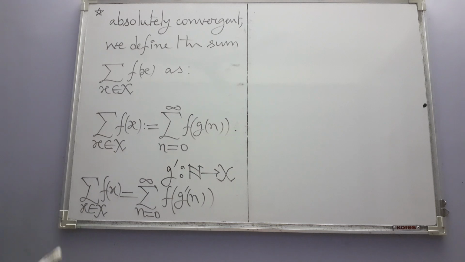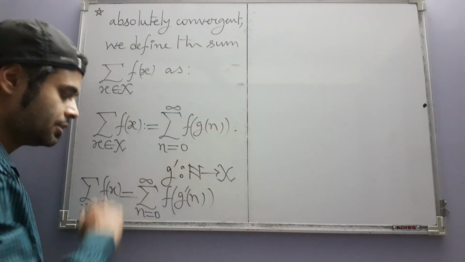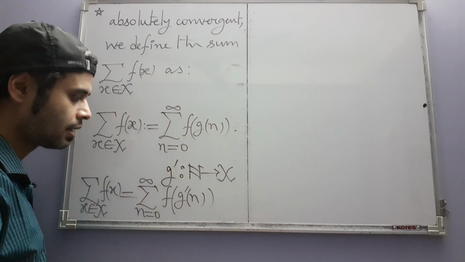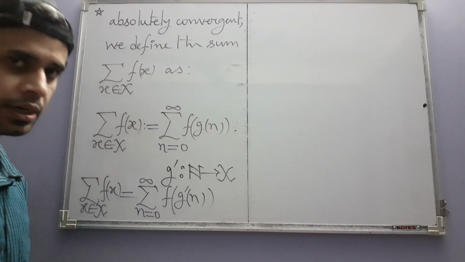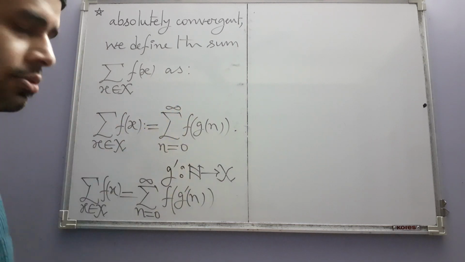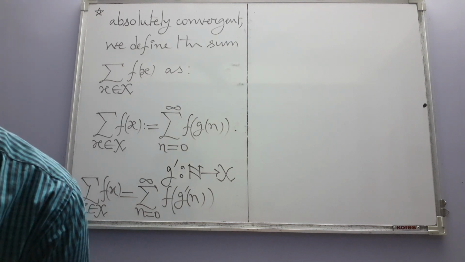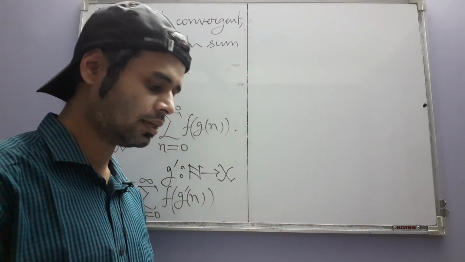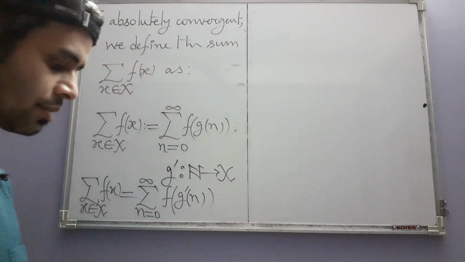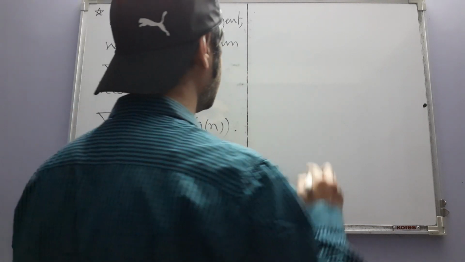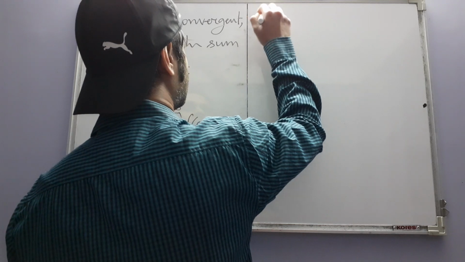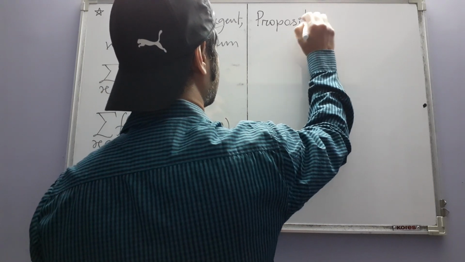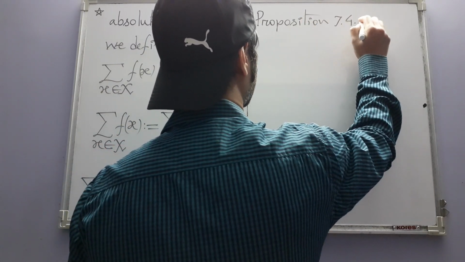Okay, so let's say this is the situation. You have g, you also have g prime. For both of these bijections, these two series are absolutely convergent. Now we need to show that this sum is equal to this sum, and this is where our previous result from the theory of absolute convergence of series will now be used, which is proposition 7.4.3.